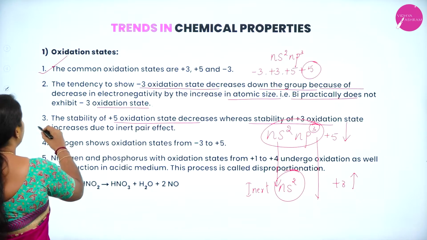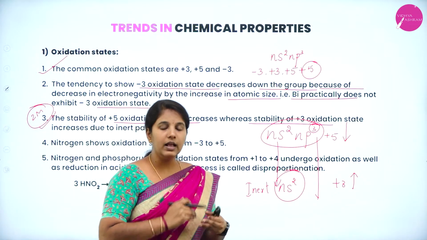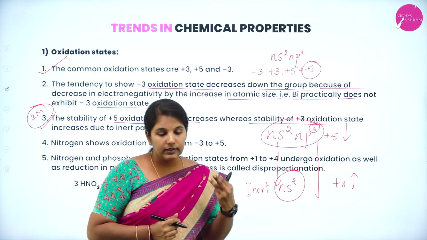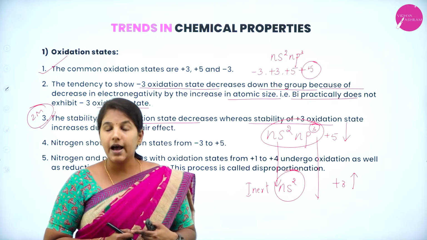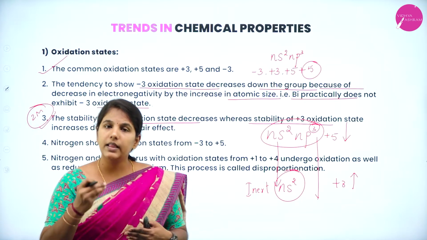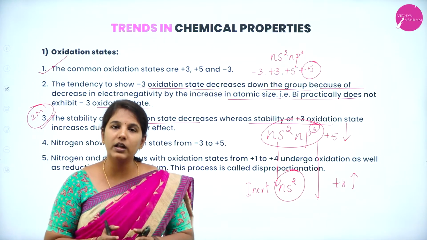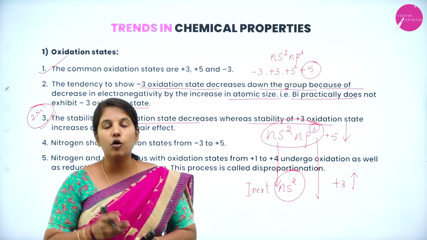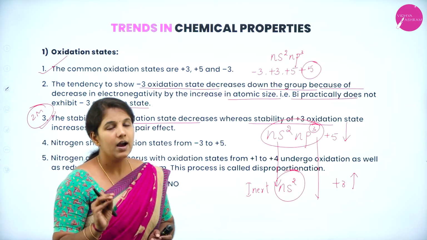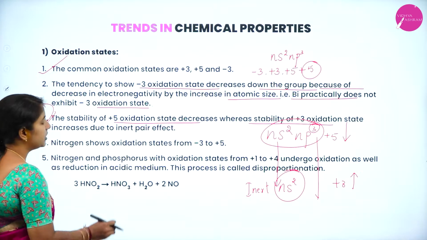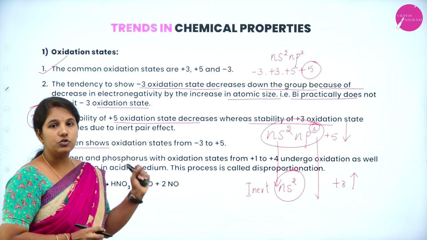So for 1 mark or 2 marks, they can ask you what the inert pair effect is. So please understand, the group 15 elements show 3 common oxidation states. They are +3, +5 and -3, right? As we move down the group, what will happen? The ns2 electrons become completely inert. They will not be involved in bonding at all. As a result, the +3 oxidation state increases due to the decrease in the +5 oxidation state. And only nitrogen shows oxidation states from -3 to +5.